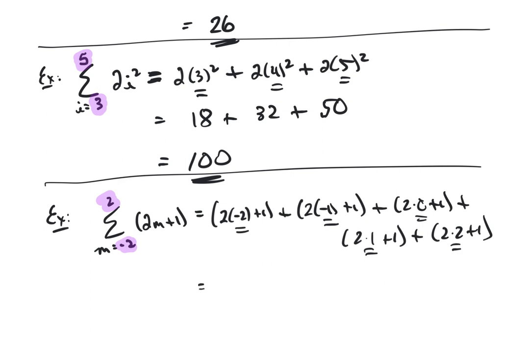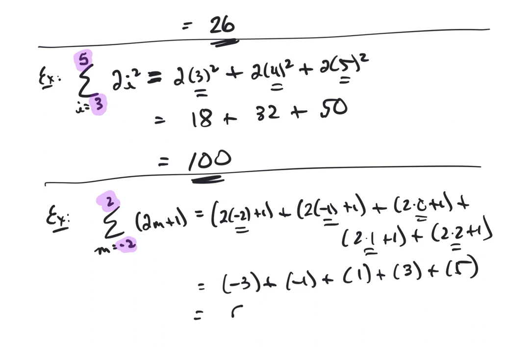And again, what you'd normally be expected to do is multiply 2 times -2 and add 1. So there we get -3. 2 times -1 plus 1, we get -1. 2 times 0 plus 1, we get +1. 2 times 1 plus 1, we get 3. And 2 times 2 plus 1, we'd get 5. And when we do the addition, I believe, if I'm doing that okay in my head, we just get a 5. Okay.